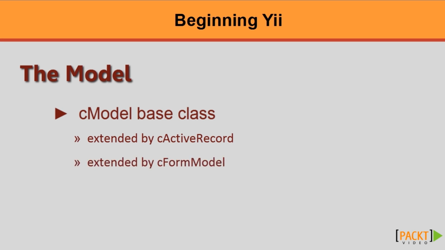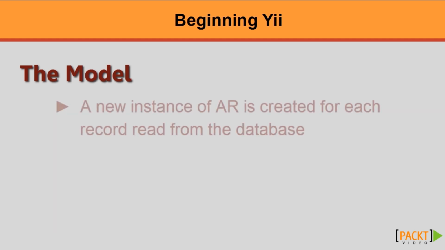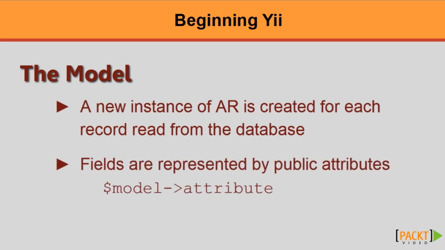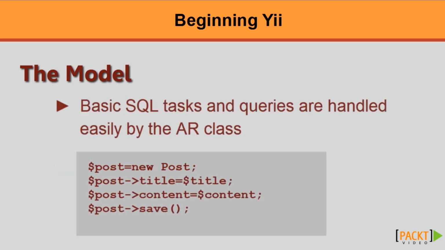The ActiveRecord class represents database access in an object-oriented fashion. A new instance of the AR object is created for each record read from the database. Table columns, or fields, from the database are represented by public attributes of the model in the form $model->attribute. Basic SQL tasks and queries are handled easily by the AR class. For example, to create a new record in a blog post might be as simple as the following example.